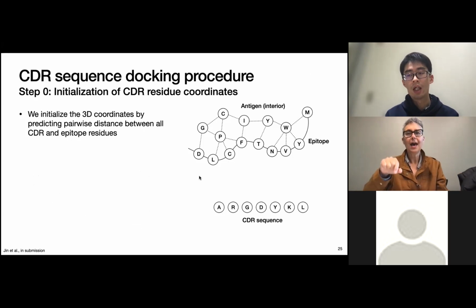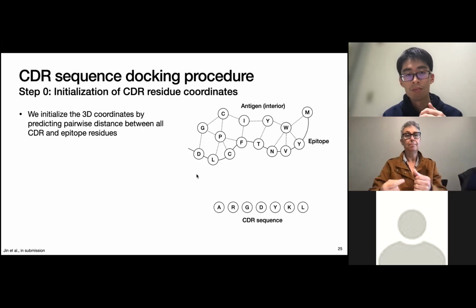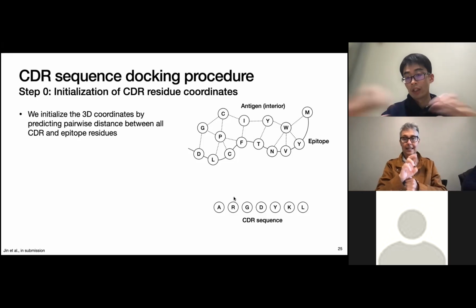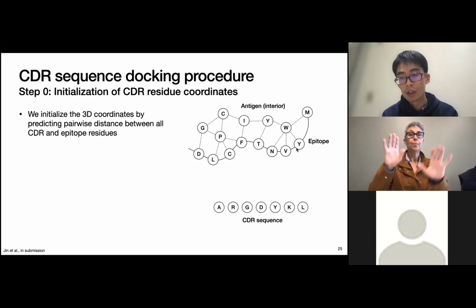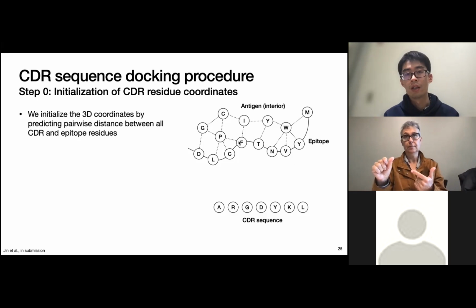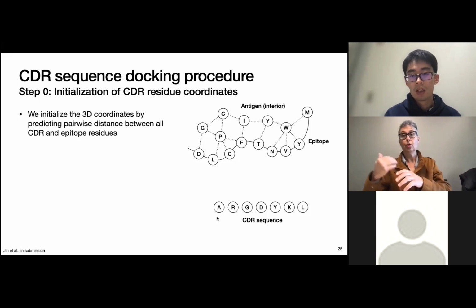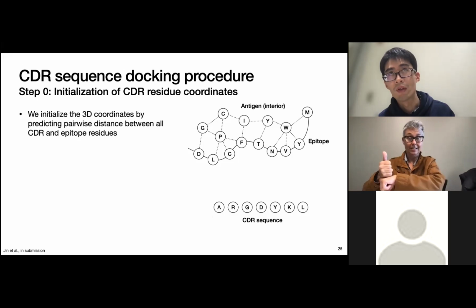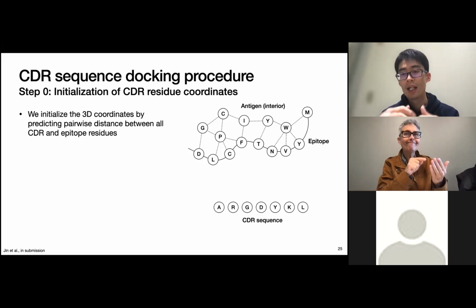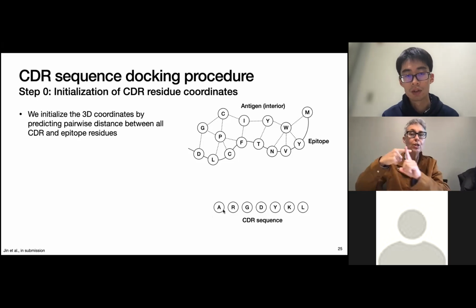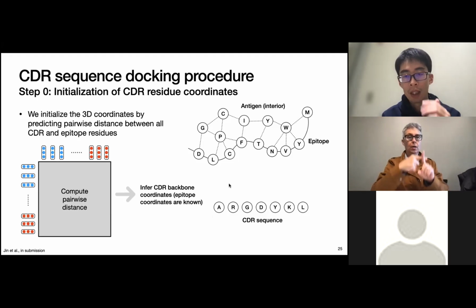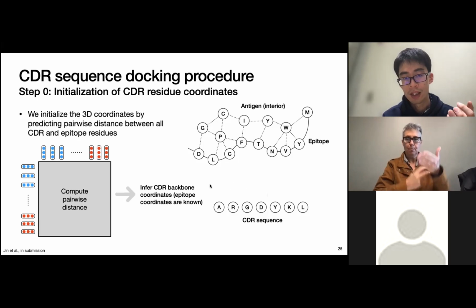So let's go through this model step by step. In the beginning, we will initialize the CDR. The input to the model is the sequence, and the antigen is in its 3D structure. All the antigen coordinates are known and fixed, but for the CDR sequence, you need to realize the coordinates in the right place. So starting from this sequence, we first initialize the coordinates, and we do this by predicting the pairwise distances. From the predicted pairwise distances, we can realize the coordinates of each residue.